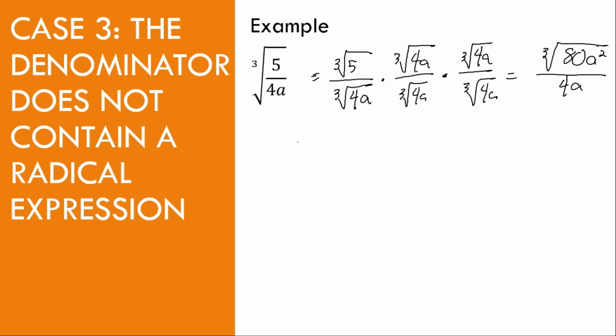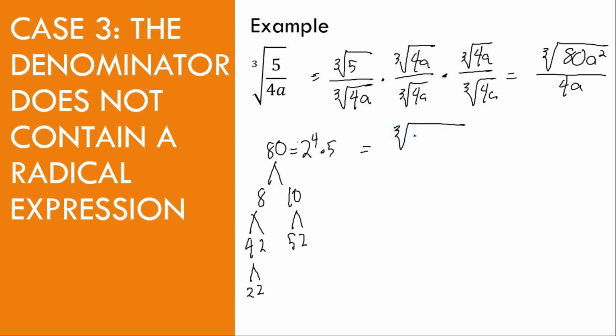So, tignan natin kung may mapa-factor pa tayo dyan. Si 80 ba? Can be factor ba natin yan? Si 80, ang factors niya is 8 and 10. Si 10 naman is 5 and 2. Si 8 naman is 4 and 2, 2 and 2. So, ilan yung 2 natin dyan? We have 2 raised to 4. Tapos, times 5, no?